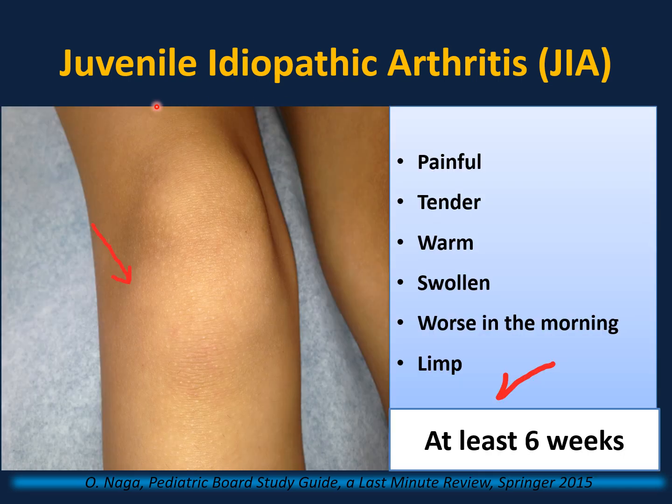This is a classic presentation of juvenile idiopathic arthritis. The joint is painful, tender, warm, swollen. The pain worse in the morning, can be associated with limp. The symptom has to be persistent for 6 weeks, and you have to rule out all possible causes of arthritis before you make the diagnosis of juvenile idiopathic arthritis.